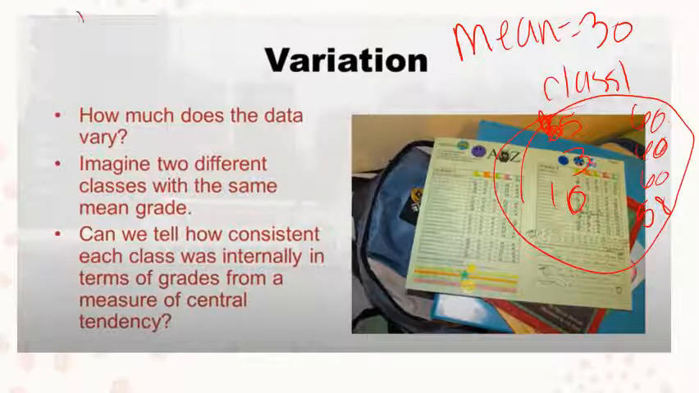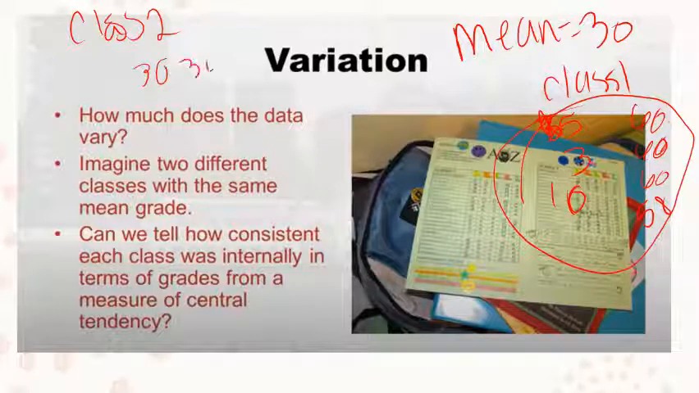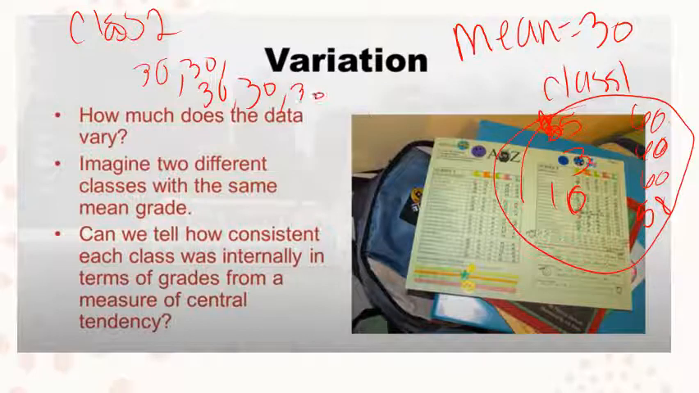Or what if in class 2, the second class, the average is still 30, but the mean is 30 because literally everyone just got 30s? Everyone scored 30 out of 60 on the entire quiz. Two different variations in both classes, right? But they have the same mean.